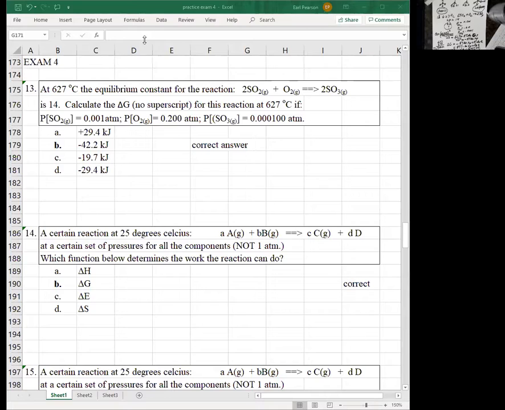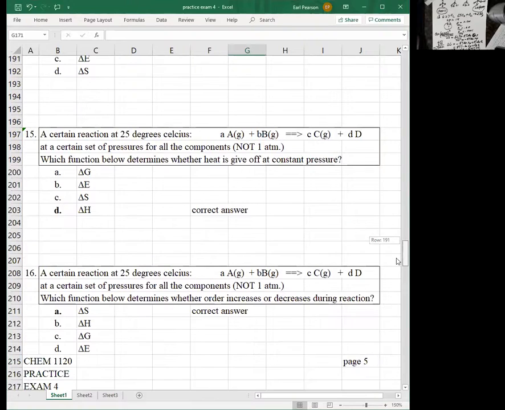Okay, maybe I'll do a couple more. A certain reaction at 25 degrees Celsius, AA plus BB goes to CC plus DD, at a certain set of pressures for all the components, not 1 atmosphere. Which function below determines the work that reaction can do? Now, that's just sort of a given. The free energy function, delta G, is the work function. So it's just a simple question: do you know which function is related to work? It's delta G.